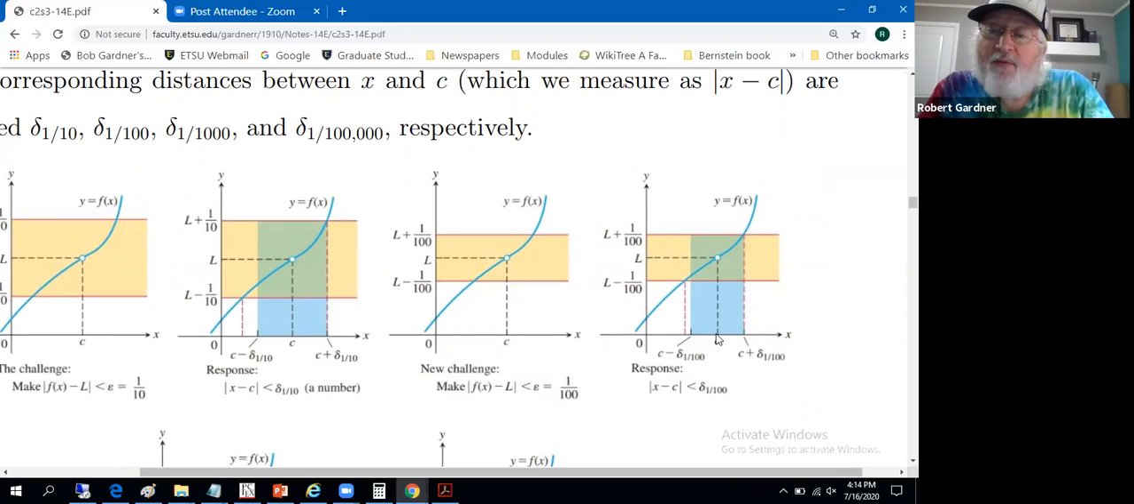Well, we'll see how far to the right we can go. So we'll follow the curve until it exits the yellow band at the top and follow the curve till it exits the yellow band at the bottom. So we could go this far to the right or this far to the left.